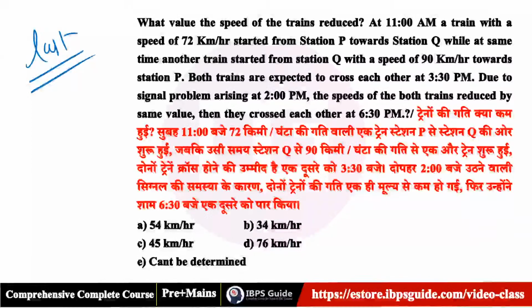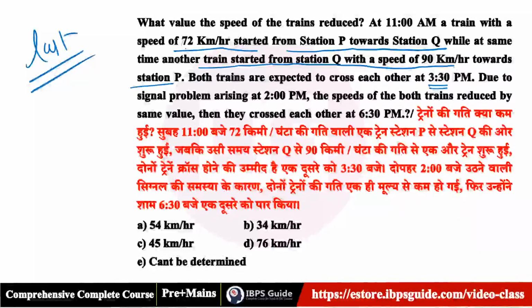What value of the speed of the train reduced? At 11 am, a train with a speed of 72 km per hour started from station P towards station Q, while at the same time another train started from station Q with a speed of this towards station P. Okay, it means everything was clear here. Both trains are expected to cross each other at 3:30 pm.